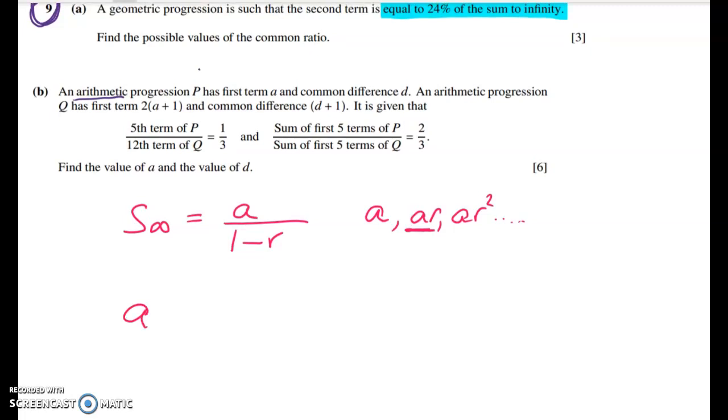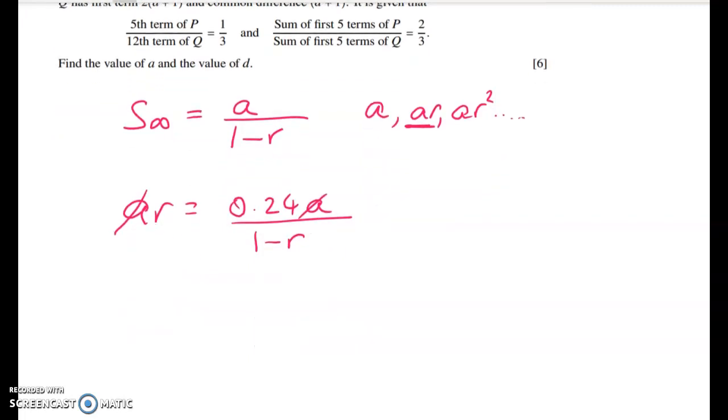So what do we know? Well, AR is equal to 24%, so 0.24 times A over 1 minus R, and we need to solve that to find the possible values of R. We know that the first term is not going to be 0, and that means that we can divide both sides through by A. So straight away we get R times 1 minus R is equal to 0.24.